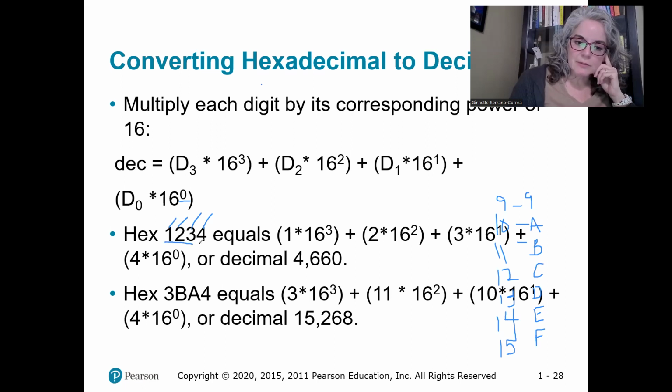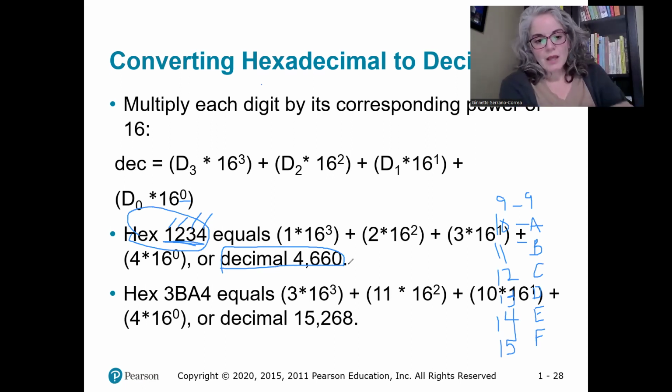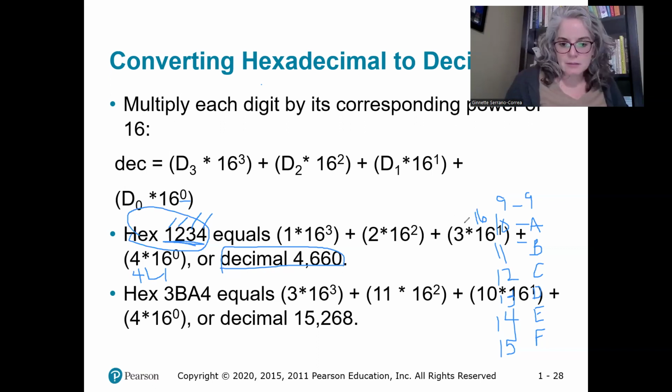So this is the hex number. This is not a decimal number. This is hex. And we want to convert this hex number to a decimal number. This is what it's going to be in decimal. So hex 1, 2, 3, 4 is 4,660. And the way we do that is by saying, well, 16 to the power of 0 is 1. 1 times 4 is 4. This equals 4. 16 to the power of 1 is 16. 16 times 3, 16 plus 16 is 32, 48. So this is 48.